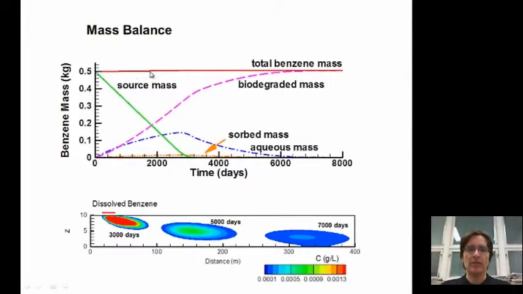And these little bumps here, we have some growing mass, and this is an acceptable numerical error. As long as it's small enough compared to our total mass, we can accept a small mass balance error. But otherwise, it's not bad. We're conserving mass here more or less, and we can see that that biodegraded mass is quite important.